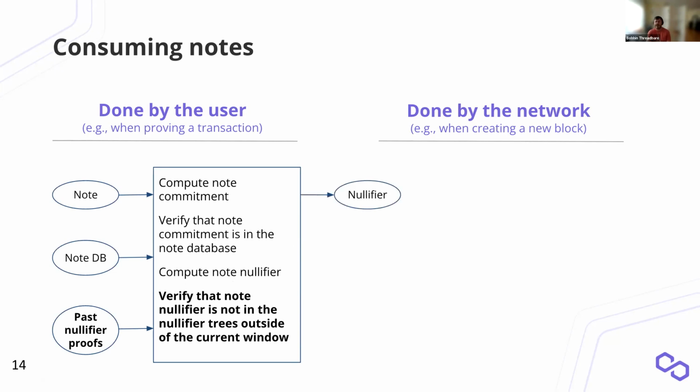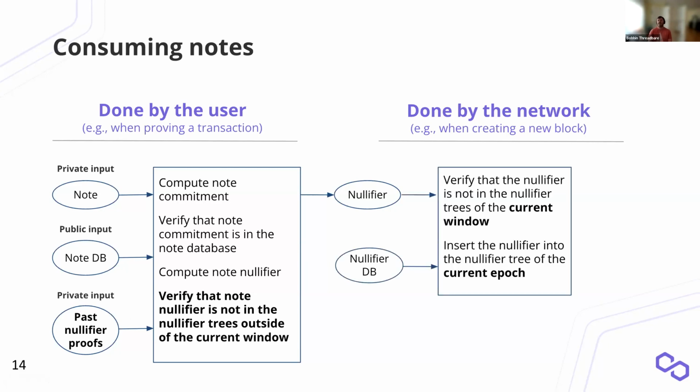We still get the nullifier here, and in this case, the past nullifier proofs could be private input. They don't need to be public input. The proofs would be Merkle paths for the sparse Merkle trees. So the user just has those paths, and they can provide them as private input into the circuit, and the ZKP will verify that for anything that is outside of the current window, we've proved that this node hasn't been part of those nullifier trees.